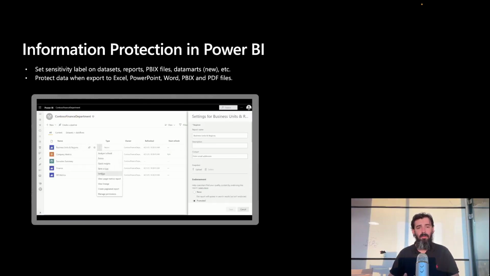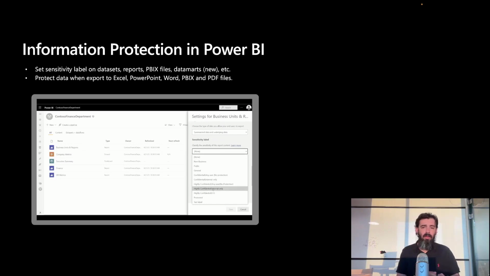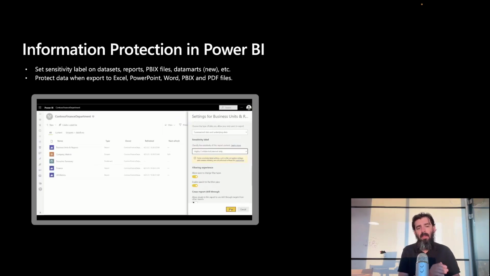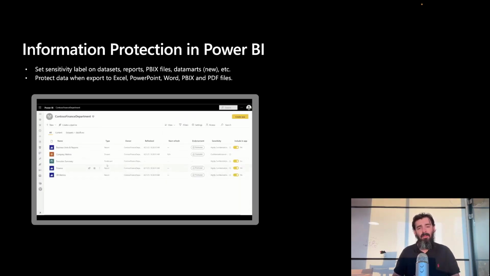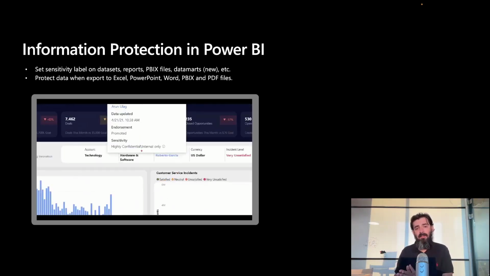So how does information protection look in Power BI? We enable users, data owners, to apply sensitivity labels published to them by their compliance and security admins on Power BI datasets, reports, PBIX files in Power BI Desktop, on datamarts, and other artifacts in Power BI service.